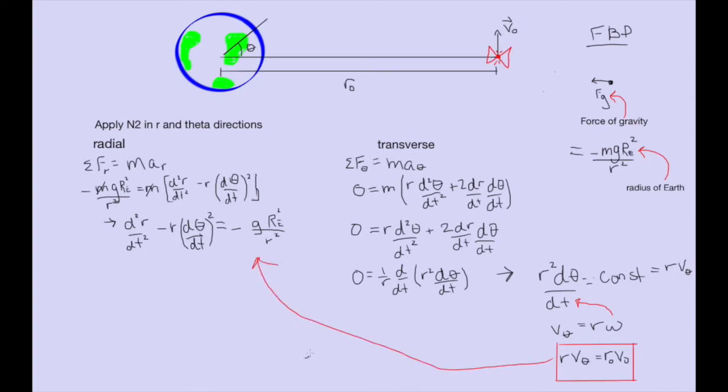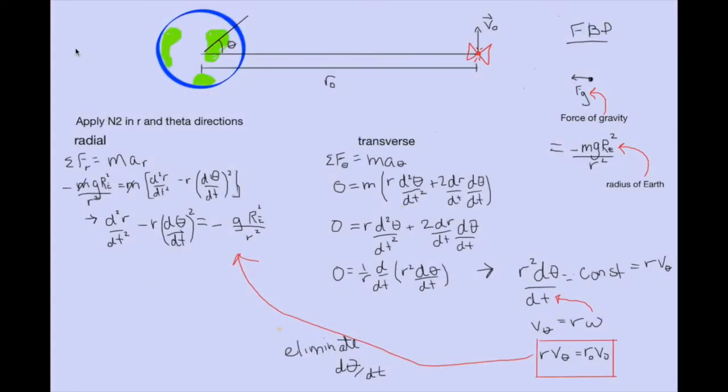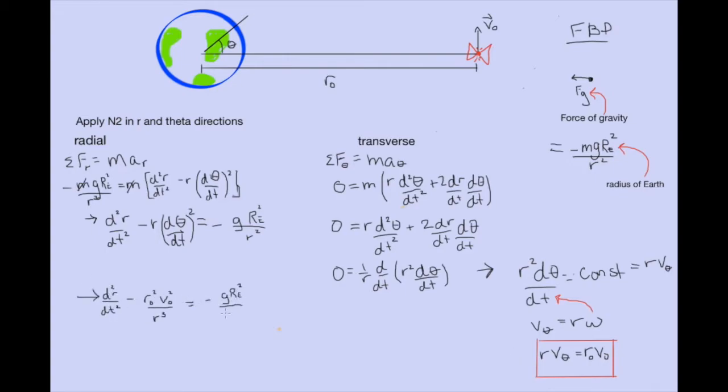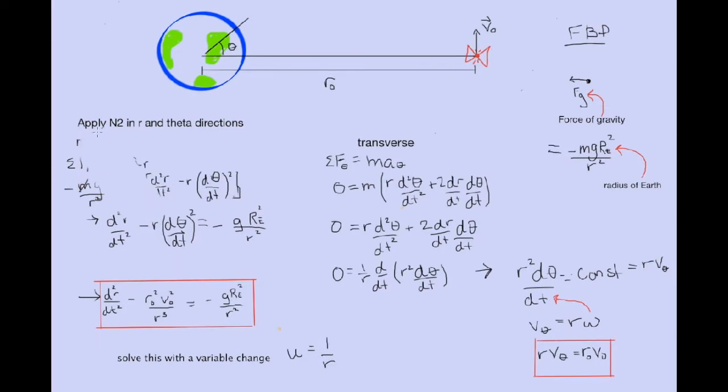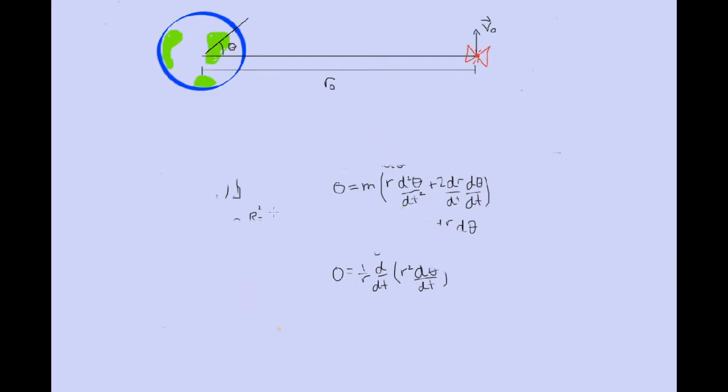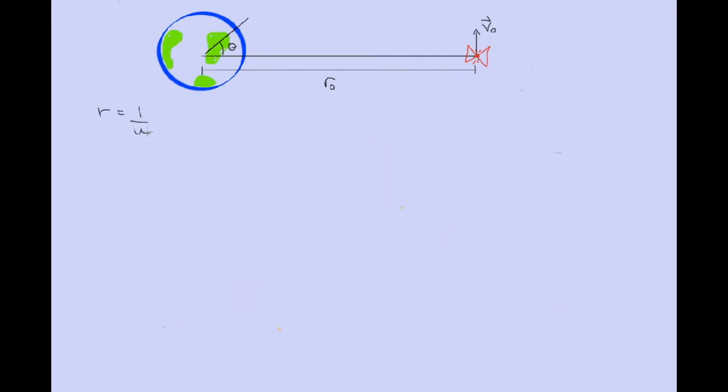We're also going to use it to eliminate d theta dt from this equation. So let's make some space, and after a little rearranging, this is what we end up with, which we'll solve with a variable change, specifically u equals 1 over r. Let's clean this up. There. So, if r equals 1 over u, we can take a time derivative of both sides and get a relationship between dr dt and du dt.